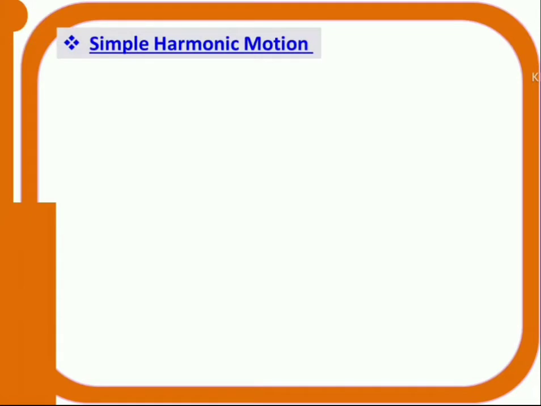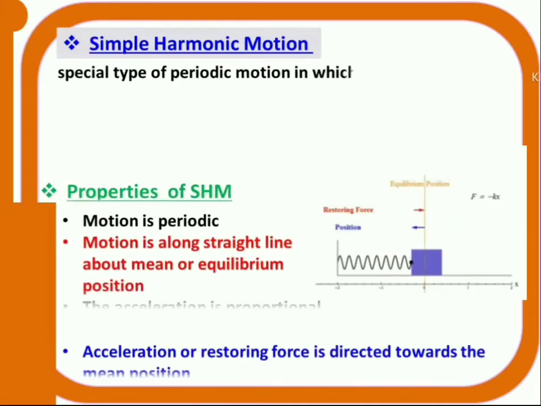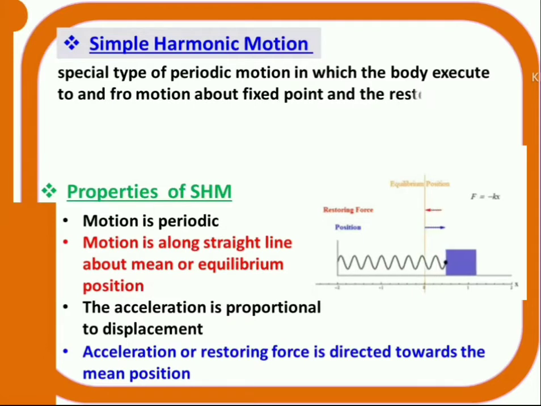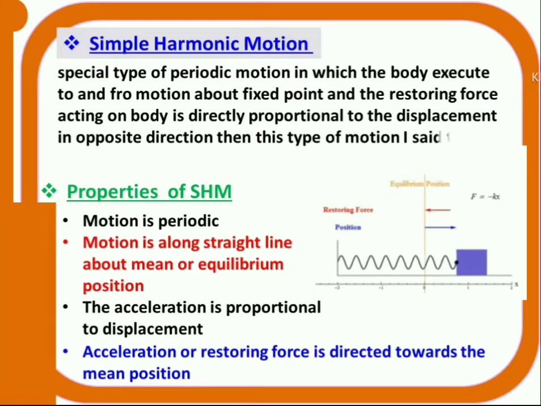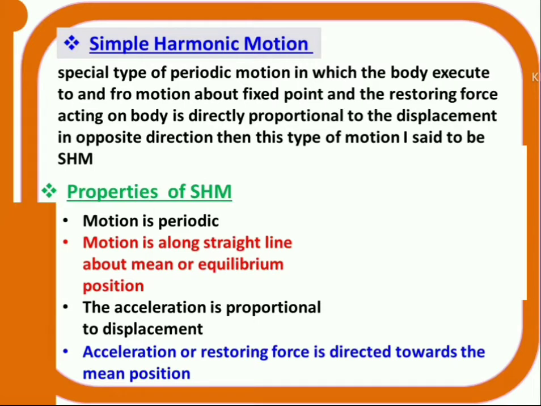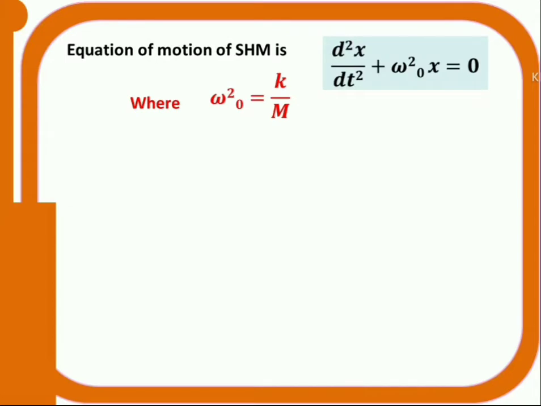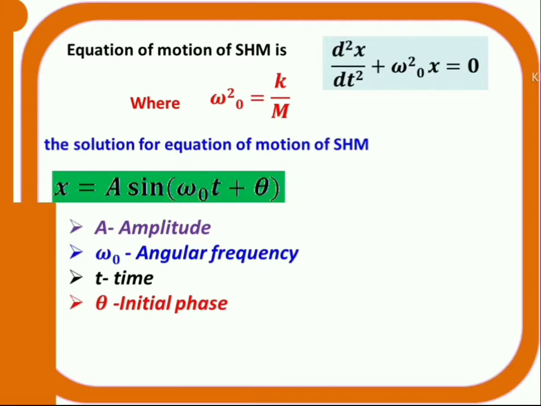First, simple harmonic motion. What is simple harmonic motion? A periodic motion in which a body executes to and fro motion about a fixed point, and the restoring force acting on the body is always proportional to the displacement and acts towards the mean position. The equation for simple harmonic motion is d square x by dt square plus omega naught square x is equal to 0, and the solution for this equation of motion is given by x is equal to a sin(omega naught t plus theta), where x is the displacement of the particle from the mean position.